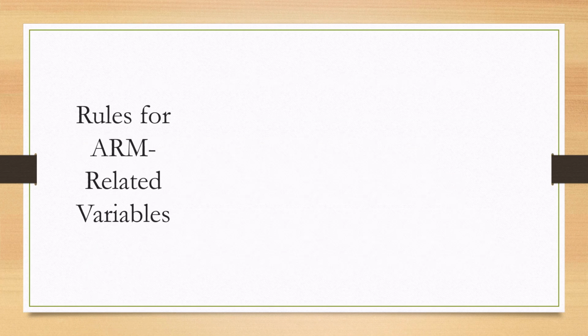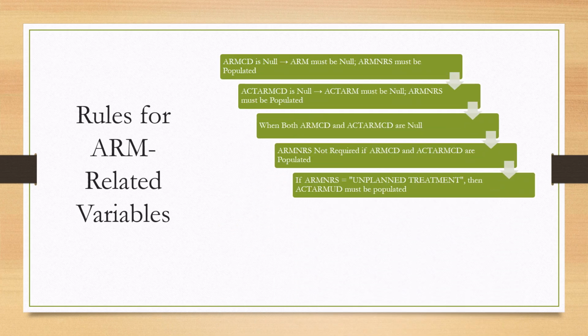Let's discuss the key rules for the population of ARMCD, ARM, ACTARMCD, ACTARM and the ARMNRS variable. The first one is that when the ARMCD is null, then ARM must be null and the ARMNRS variable must be populated.